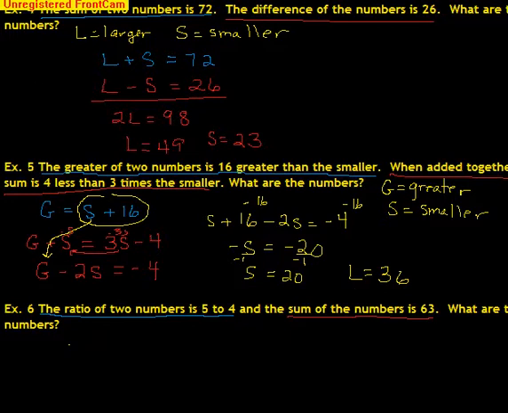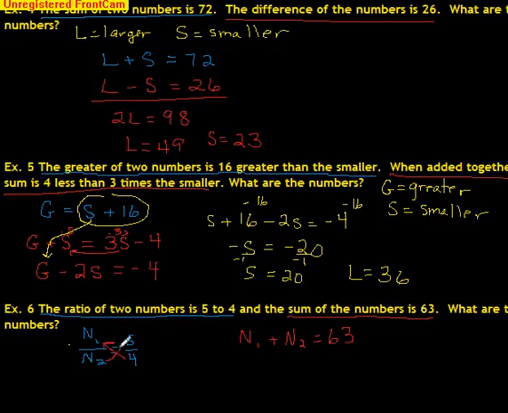The ratio of two numbers. So we'll just call them number 1 and number 2. The ratio of number 1 to number 2 is 5 to 4. And then the second equation says the sum of the numbers, so number 1 plus number 2 is 63. And now you might be like, oh my, what can we do? This doesn't look like anything that we've done before. What we can do, we can cross multiply. Okay, we've done that before.